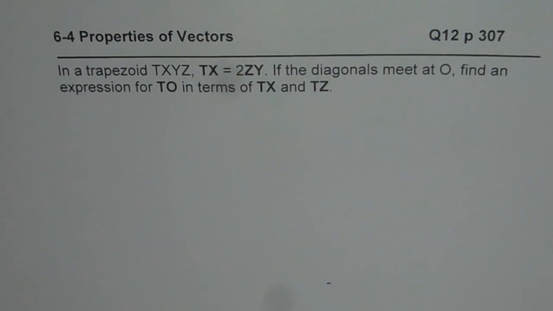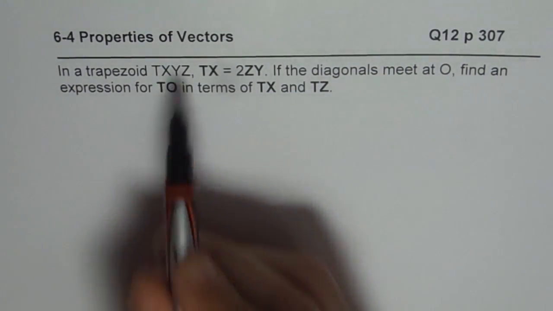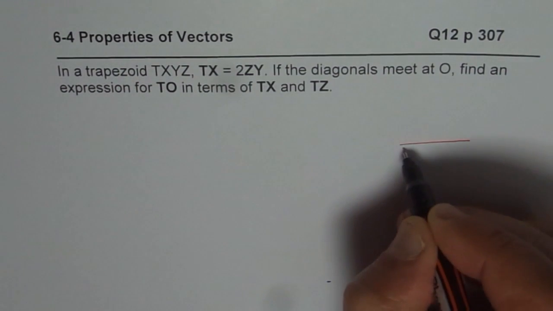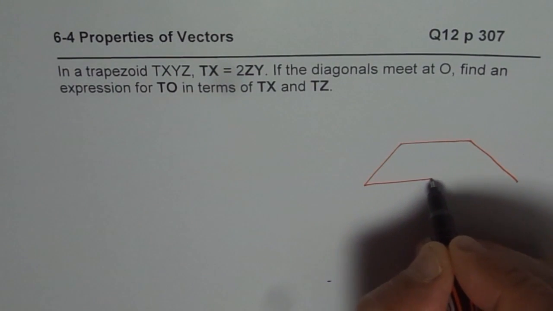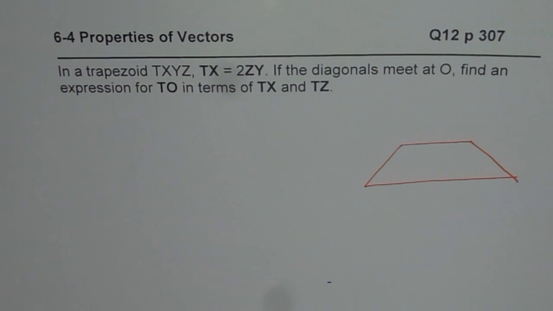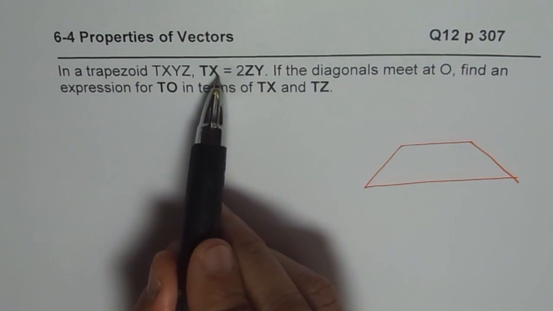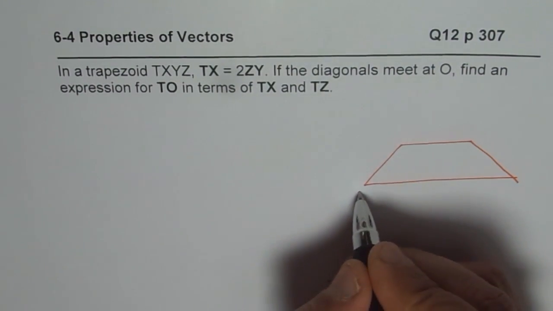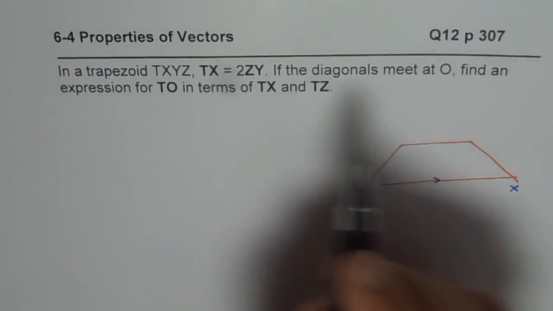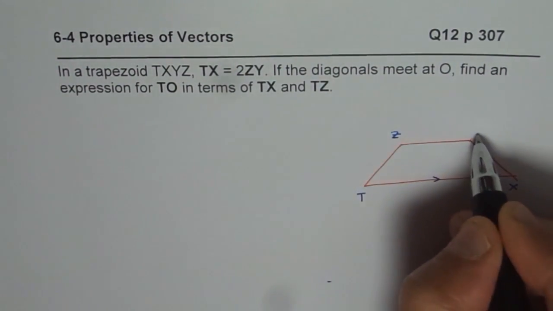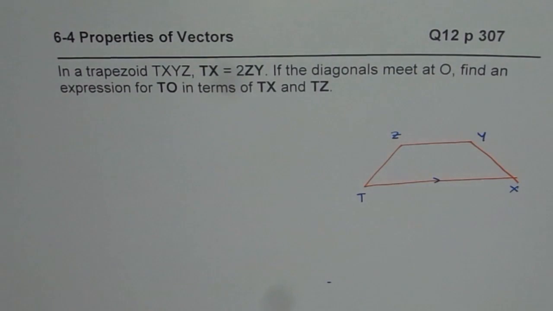These bold letters are all representing vectors, right? So when you read this, the question is, in a trapezoid TXYZ, so let me make a trapezoid TXYZ. We have something like this, where the dimension of this side is half that of the other side. So TX is double, the vector TX is 2 times YZ. So this vector from T to X is twice Z to Y. Let us say this is Z and this is Y. TXYZ is your trapezoid. So that is what is given to you.